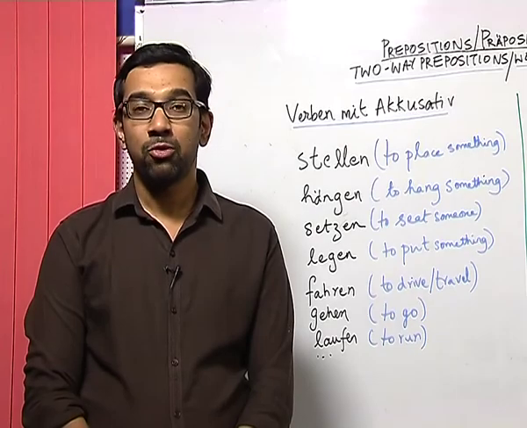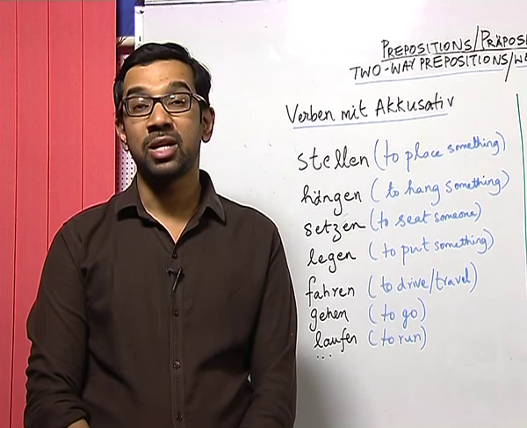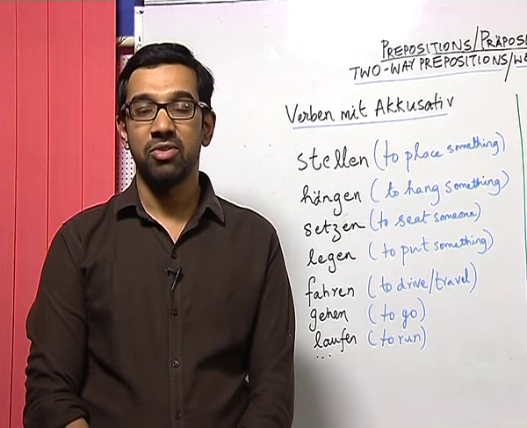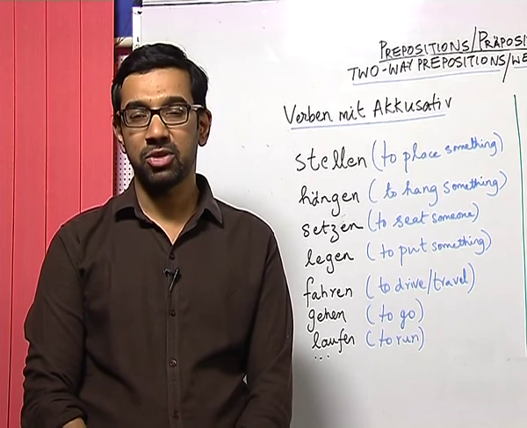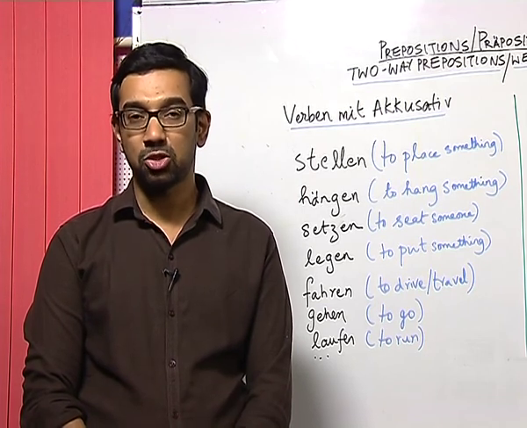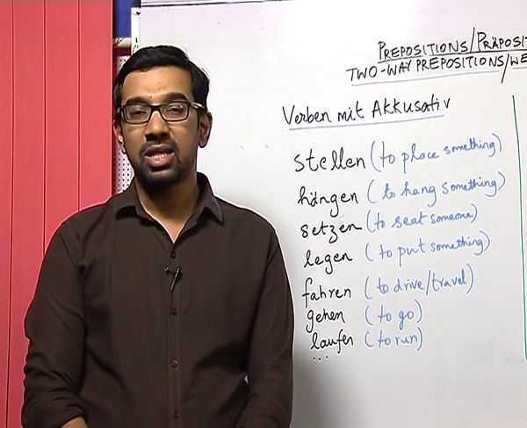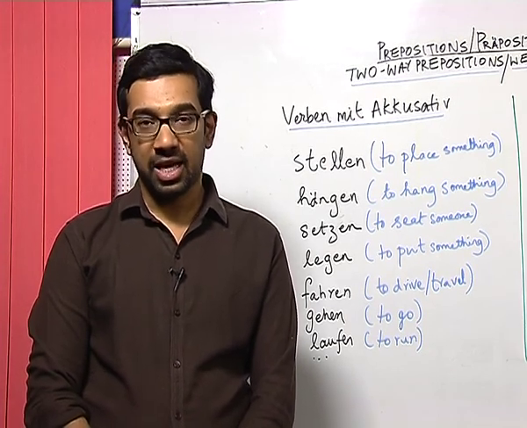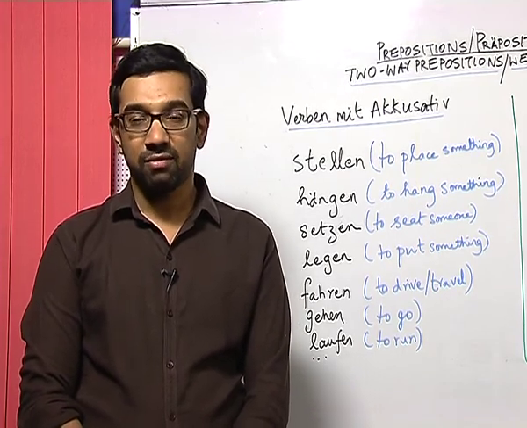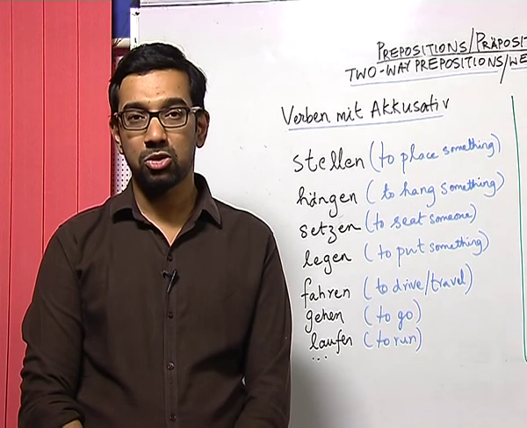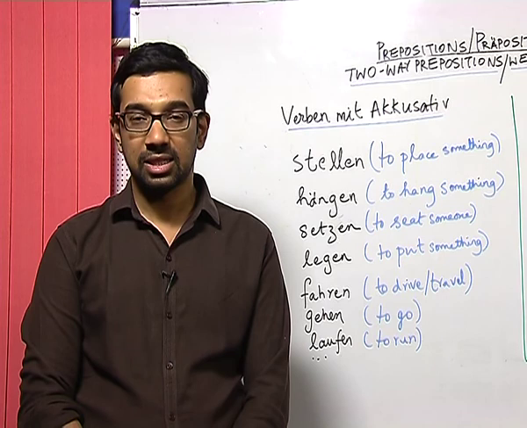Now, before we start the Wechsel prepositions individually, I would like to tell you something about the verbs. You know what verbs are, and you know that in German there are infinitive verbs, that means the verbs which are unconjugated and they have an en at the end. Now, there are verbs which are at times accusative and dative, and this also affects the prepositions and also the nouns or the pronouns, and it also transforms the article.